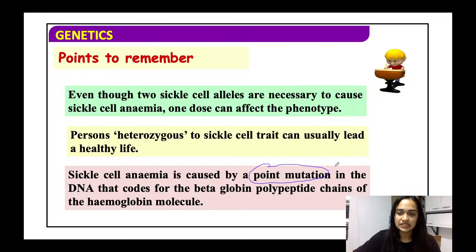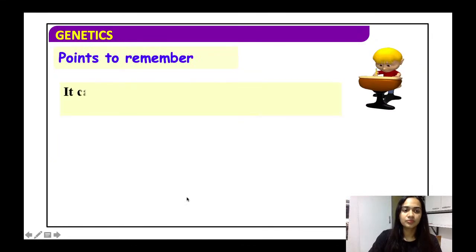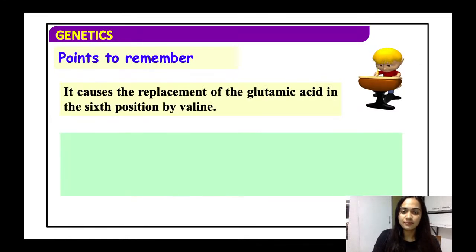Point mutation in the DNA that codes for the beta globulin polypeptide chains. Remember, it is an example of point mutation. Why? Because it will cause a mutation in the beta globulin polypeptide chains of the hemoglobin molecule. Now, it will cause the replacement of the glutamic acid in the sixth position with valine.